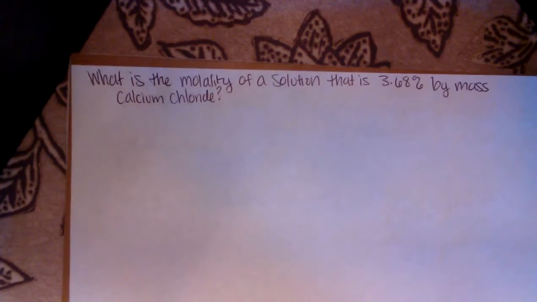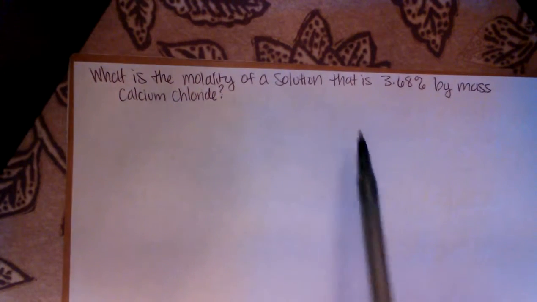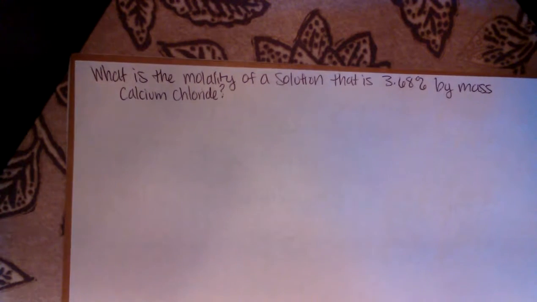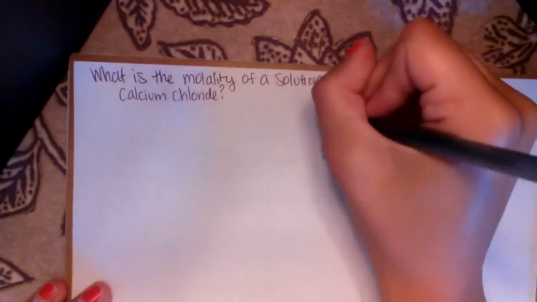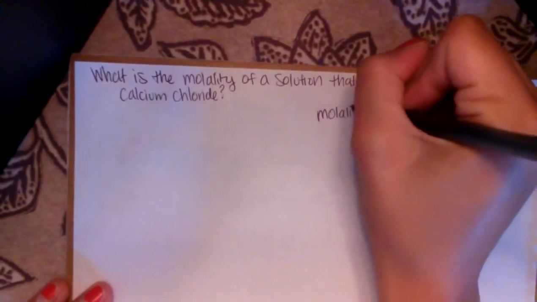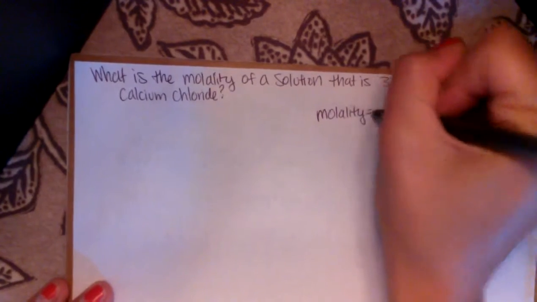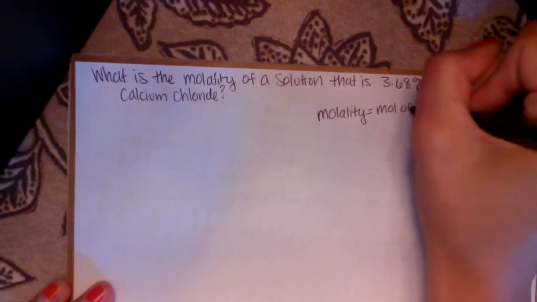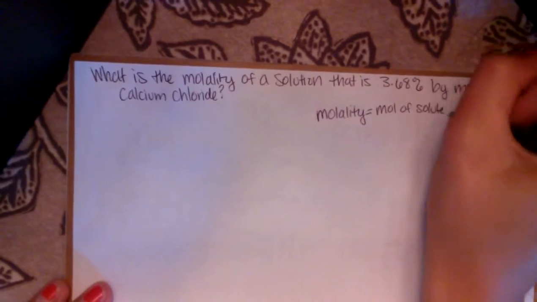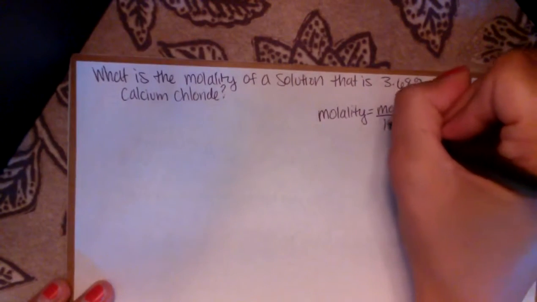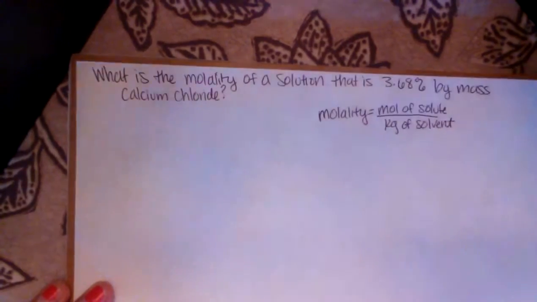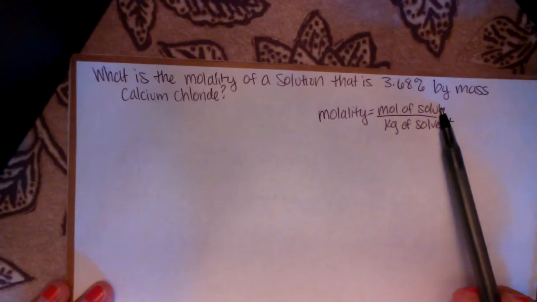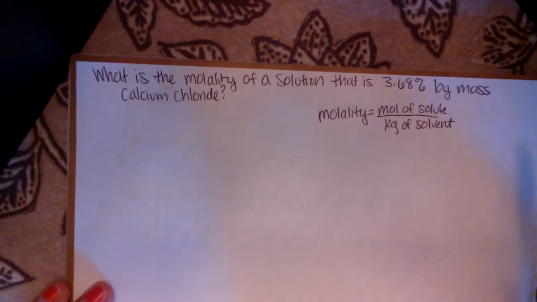Okay, the question here is, what is the molality of a solution that is 3.68% by mass calcium chloride? So we are dealing with molality. The formula for molality is the moles of solute over kilograms of solvent. So basically, what is your solute and what is your solvent in this problem?